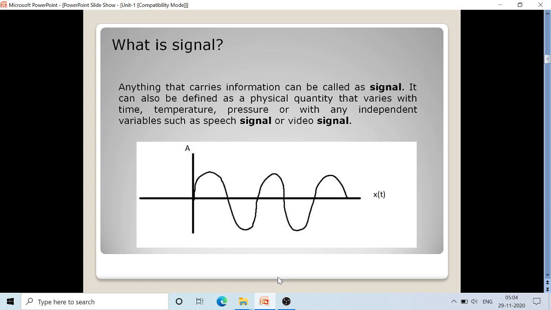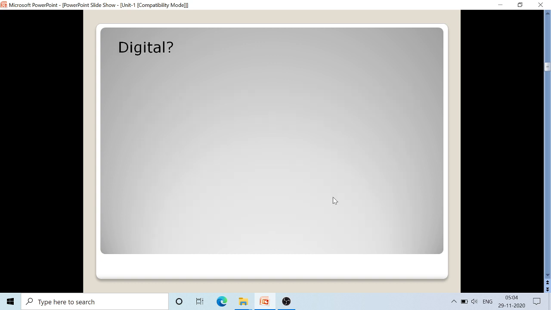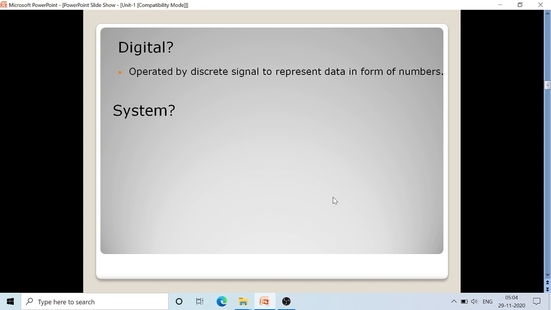Now here you can see a graph which is varying with time, and here amplitude A is given. This is an example of a sinusoidal signal. Now coming to digital. Digital is basically operated by a discrete signal to represent data in the form of numbers.